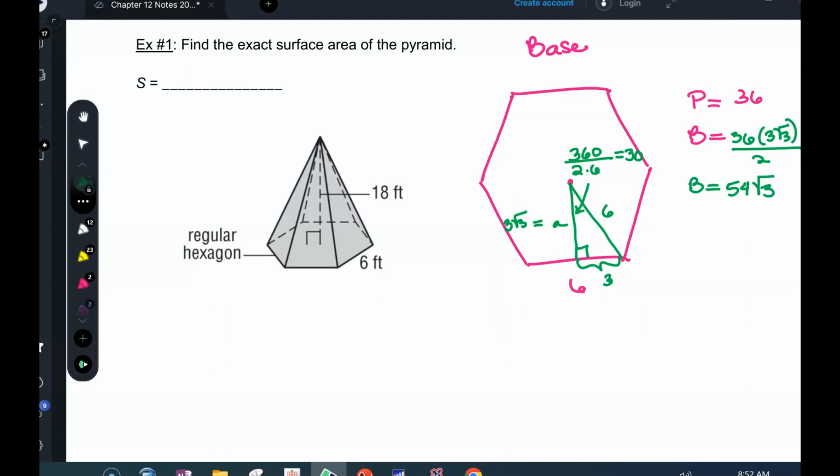All right, now, what is 18 pointing to? Is that the altitude or the slant height?